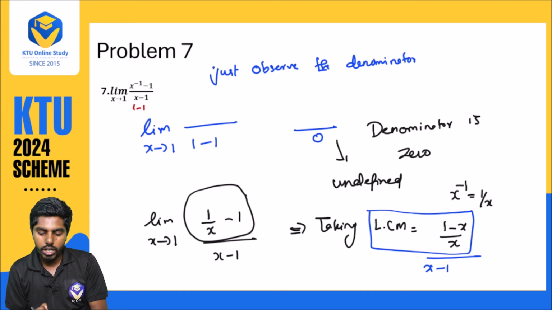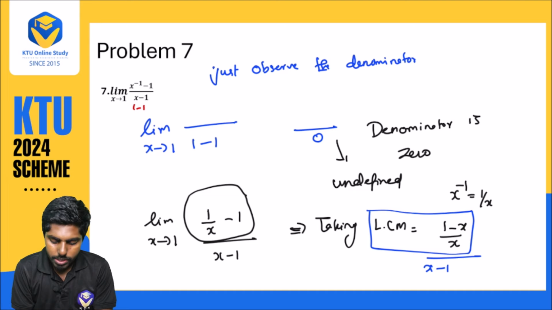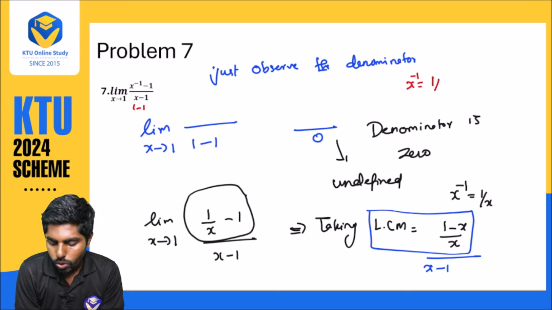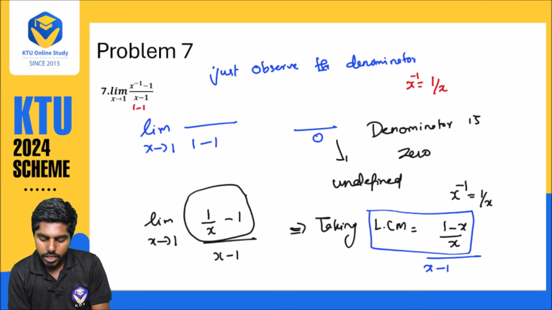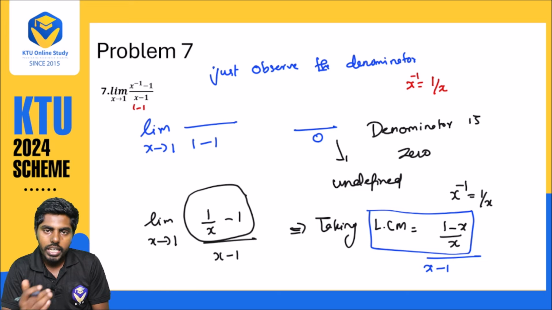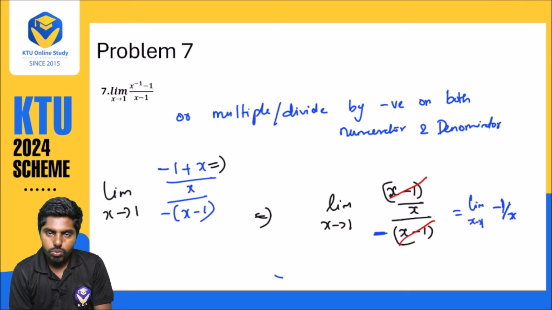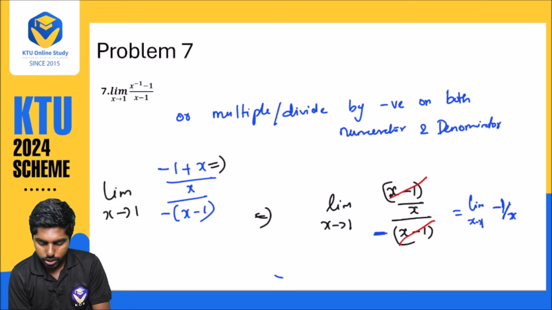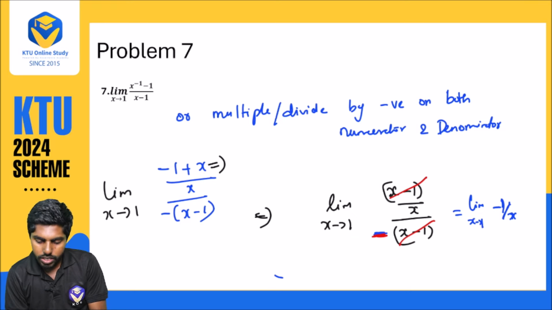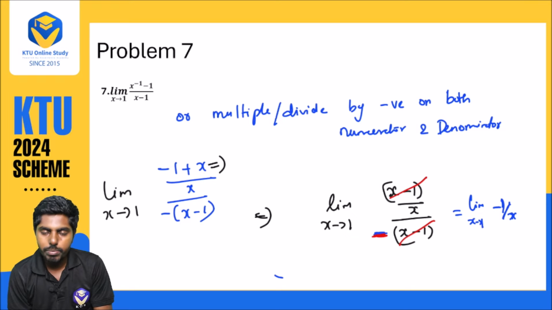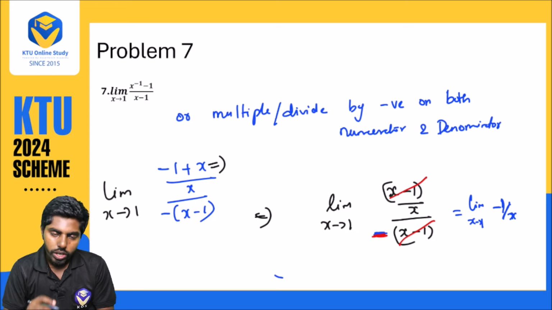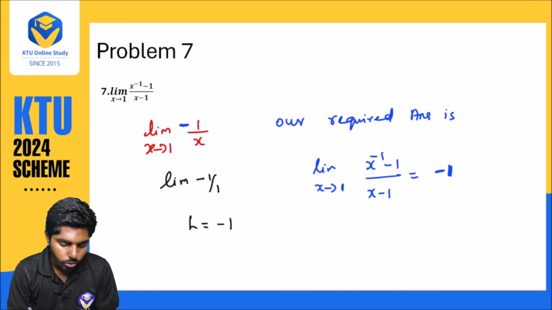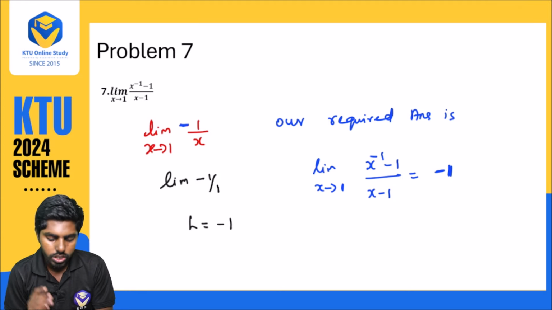So for that, what are we doing? We are simplifying. Simplify means we know x to the power minus 1 is 1 by x. Taking the LCM of 1 by x minus 1, we will be getting 1 minus x divided by x. Just multiplying and dividing by a negative value, we get x minus 1 divided by x minus 1 with a negative symbol. Now cancel x minus 1 with x minus 1. What is left out is the limit as x approaches 1 of minus 1 divided by x. Now just apply x equal to 1 and you will get your required answer. L is equal to minus 1. This is our required answer.